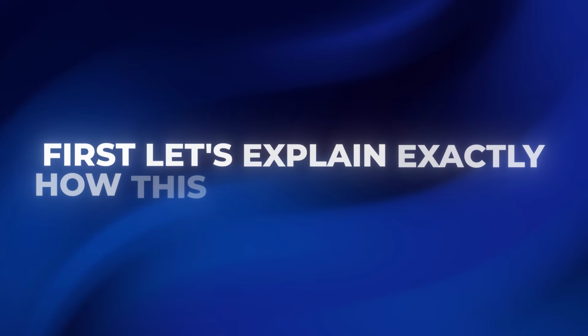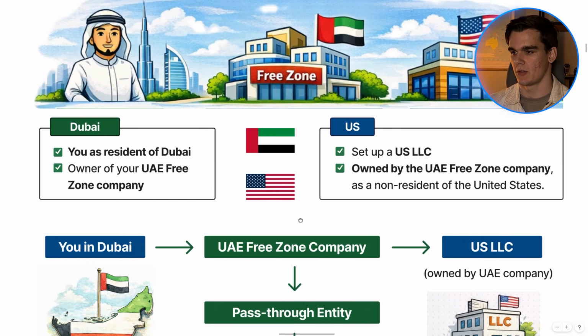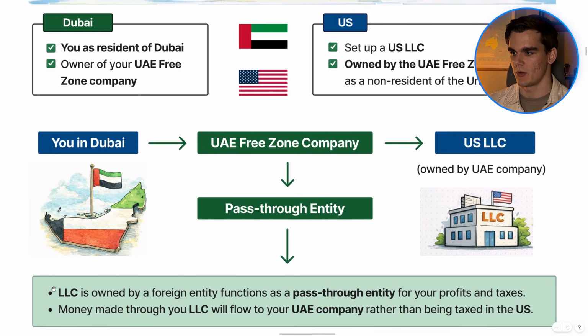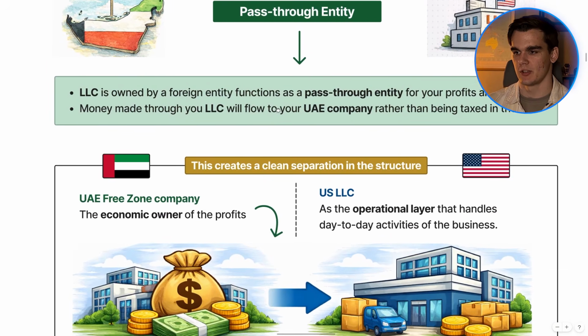First, let's explain exactly how this structure works. You, as a resident of Dubai, are the owner of your UAE Free Zone company. On top of that, you set up a US LLC, owned by the UAE Free Zone company, which you set up as non-resident of the United States. Because the LLC is owned by a foreign entity, it functions as a pass-through entity for your profits and taxes, which means the money made through your LLC will flow through a UAE company rather than being taxed in the US. This creates a clean separation in the structure.